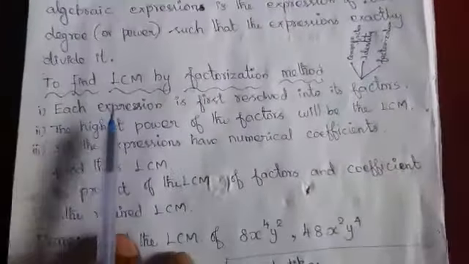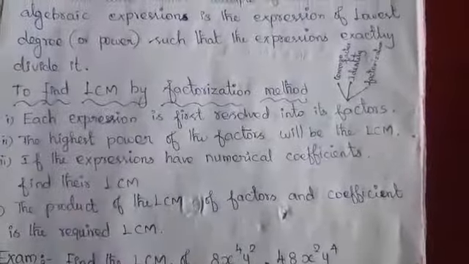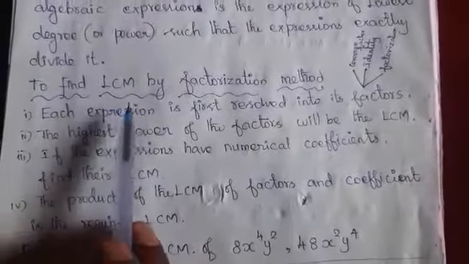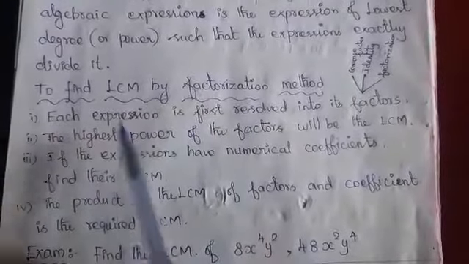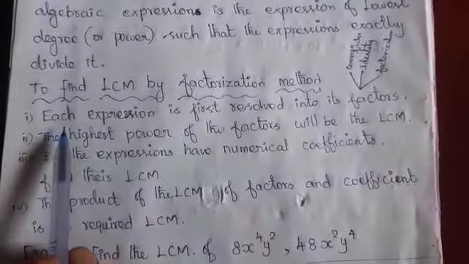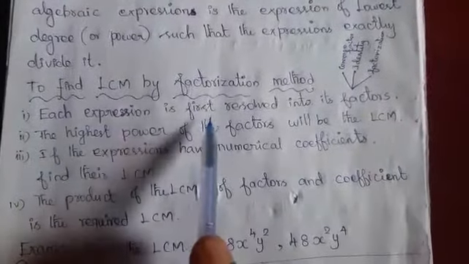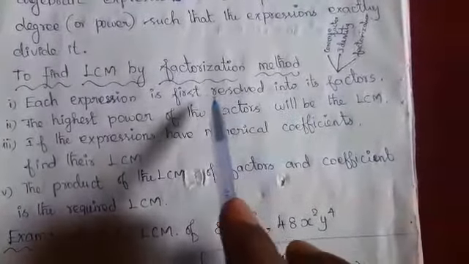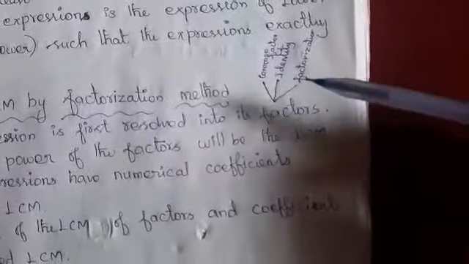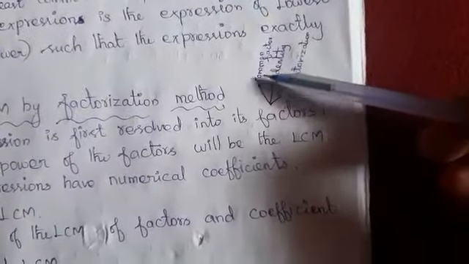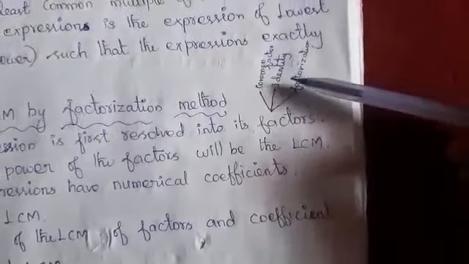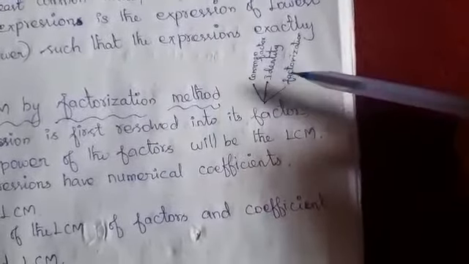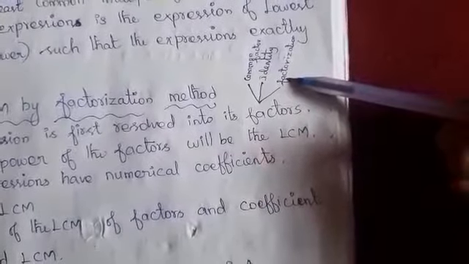Next, to find LCM by factorization method, there are 4 steps. First step: each expression is first resolved into its factors. Resolving into factors has 3 different types. First one is the common factor method. Second one is the identity method. Third one is the factorization T method.